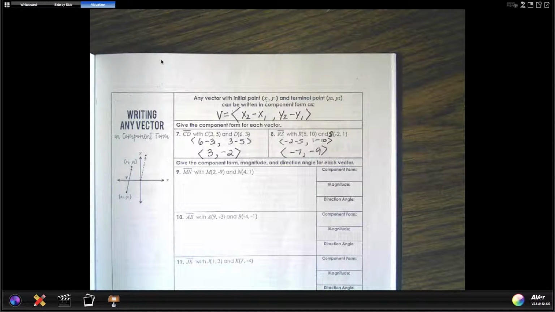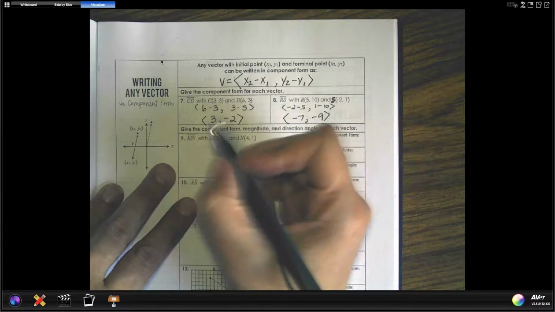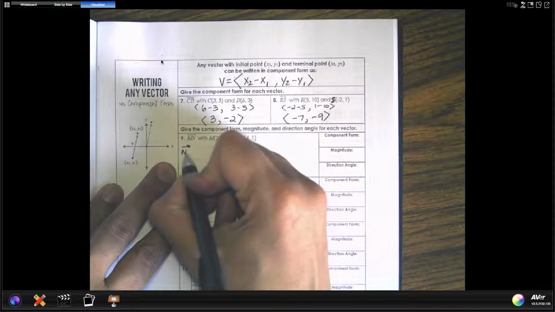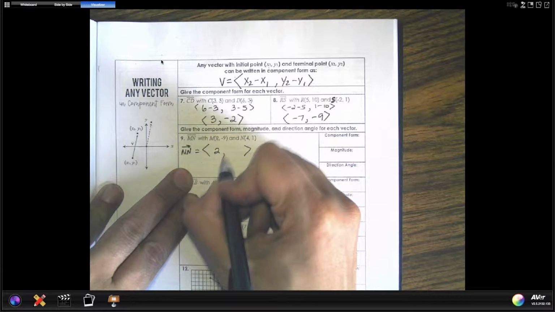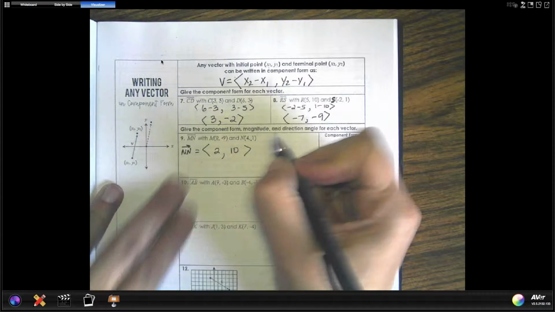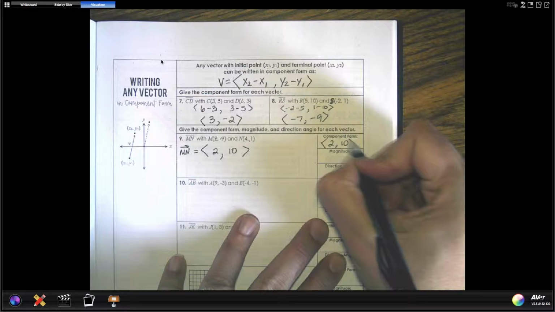All right, so let's put all this together. So on number 9, let's go ahead and find the component form, the magnitude, and then the direction angle, okay? So we have segment MN. Let's go ahead and find our vector. So the vector of MN is 4 minus 2 is 2, 1 minus negative 9 is 10. So it's <2, 10>.